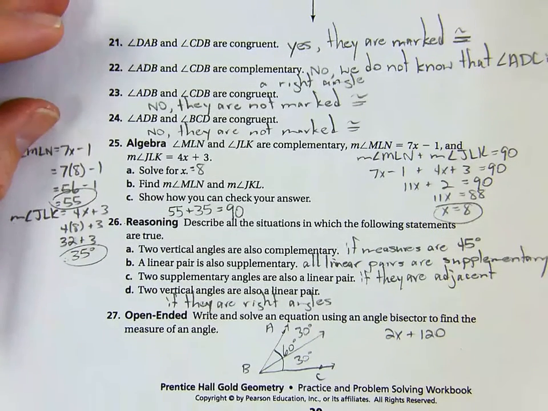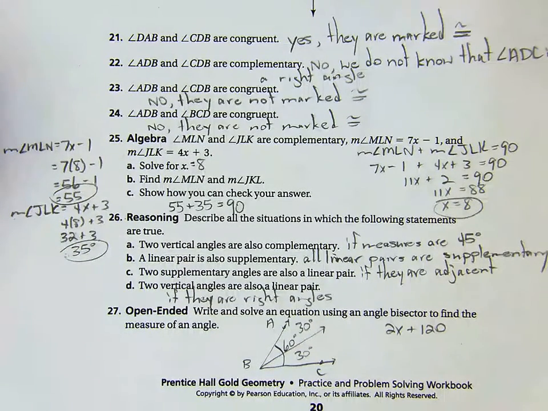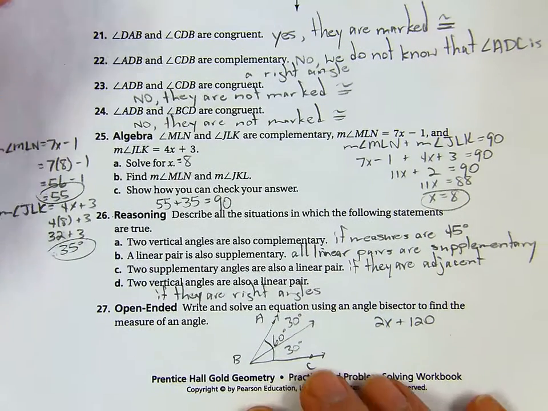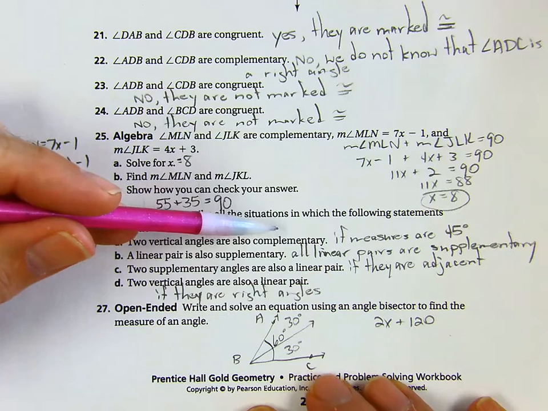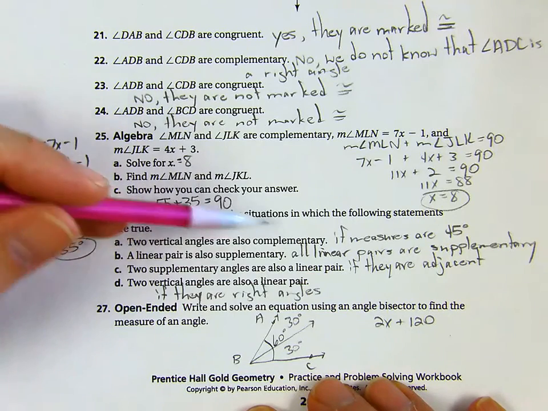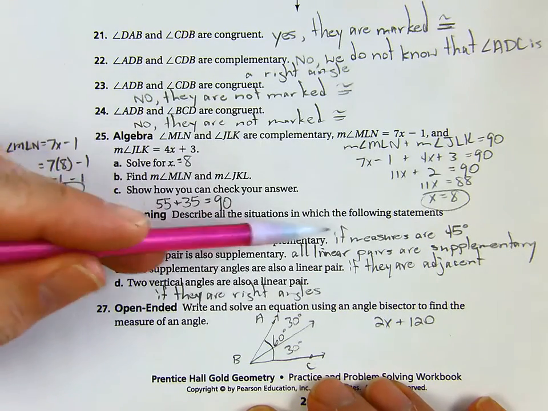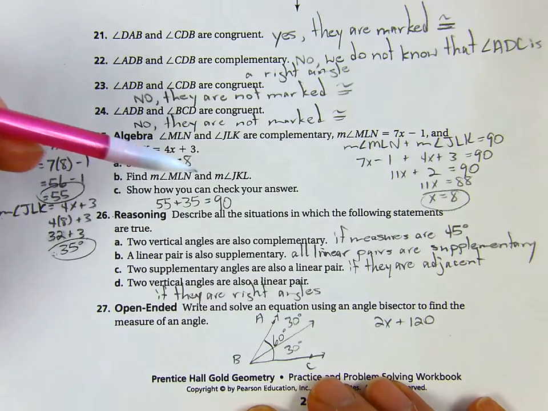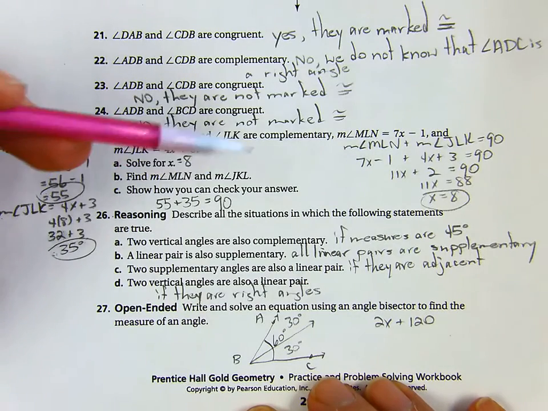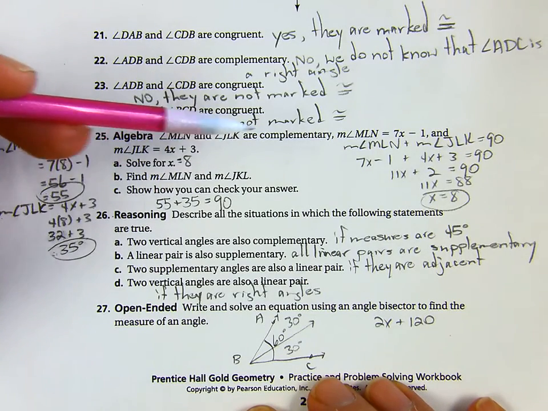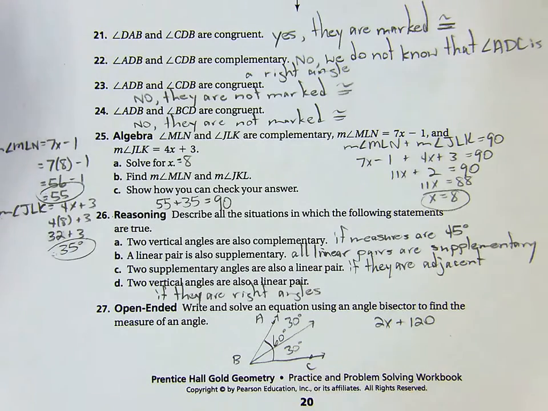Reasoning. The next problem says describe all the situations in which the following are true. Two vertical angles are also complementary. Because vertical angles are congruent, to be complementary, they both have to be 45. 45 plus 45 is 90, making it complementary. And those angles could also be vertical because vertical angles are congruent.